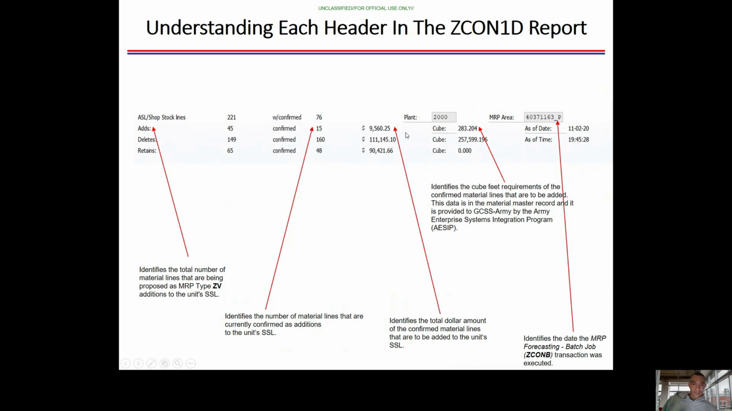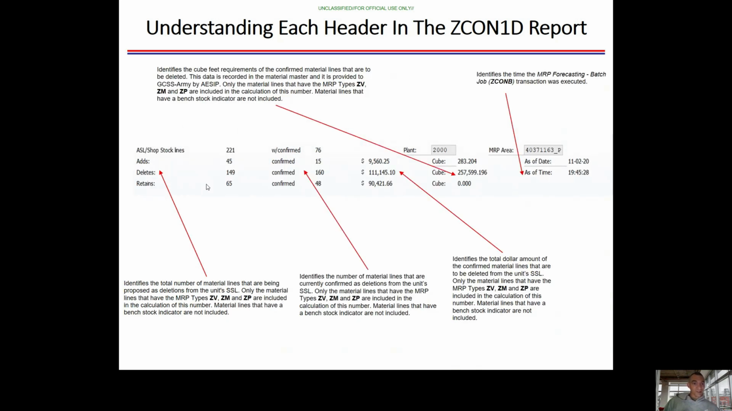And then you're going to look at cube. Your cube is your feet required to confirm materials that have been added. This data is pulled directly from the material master in GArmy and ACIP. Keep that in mind. And then your MRP area, like I've said before, you know what that is. And then the as of date. The as of date is the date that you actually run the batch job in ZCON Bravo.